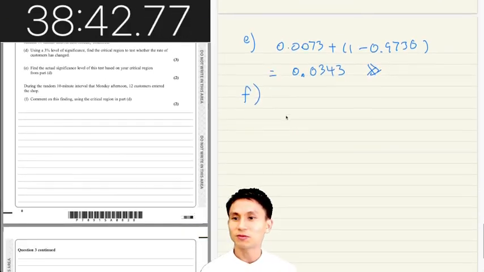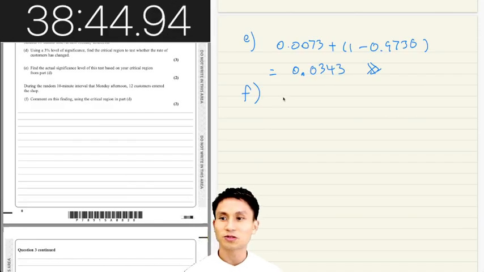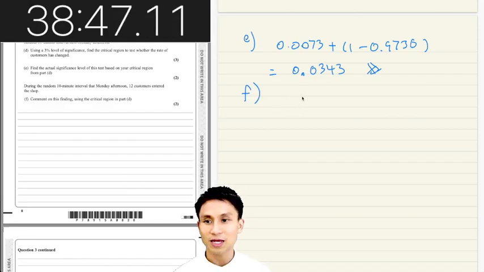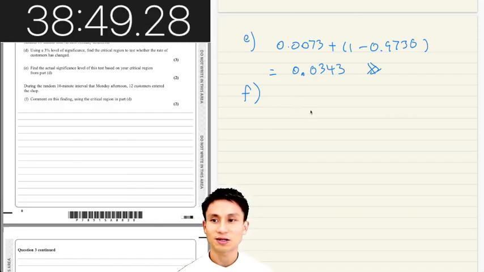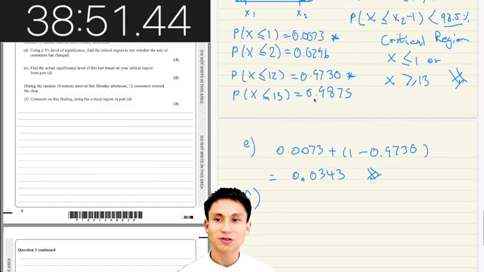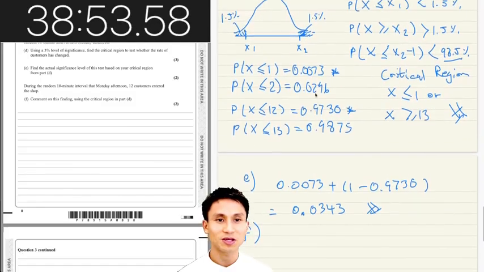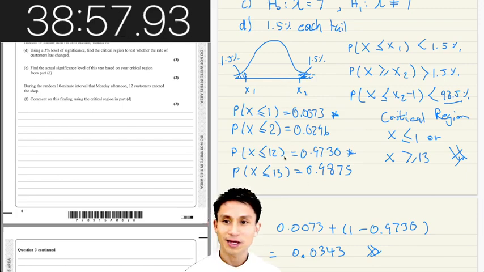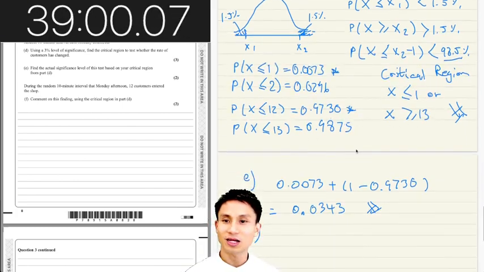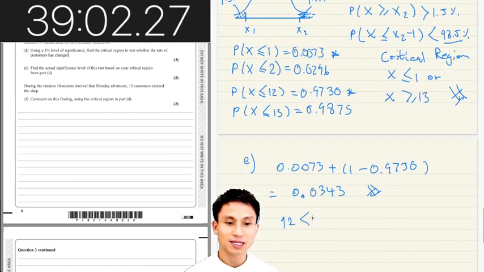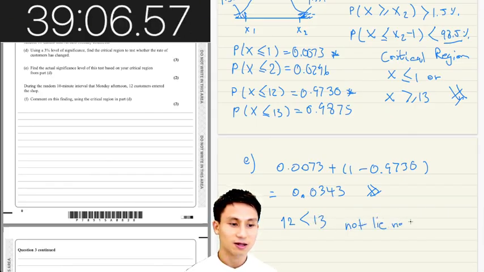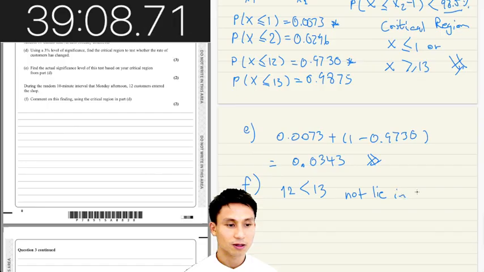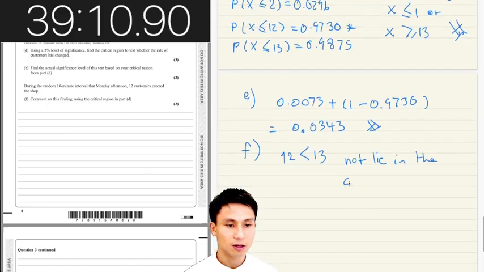During a random 10-minute interval that Monday afternoon, 12 customers entered the shop. Comment on this finding using the critical region. All right. So 12 customers seem to be greater than the mean in a 10-minute interval. So it seems to be not in the critical region. So 12 is less than 13. Therefore, this does not lie in the critical region.